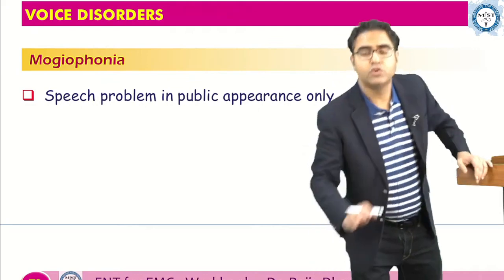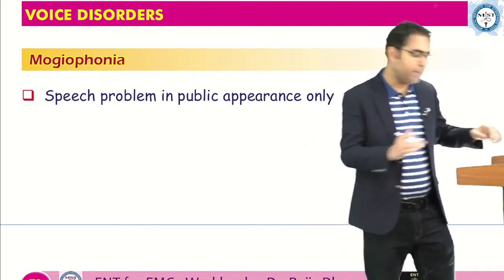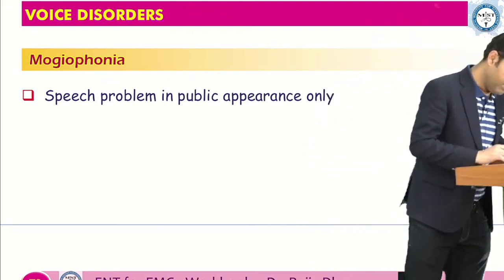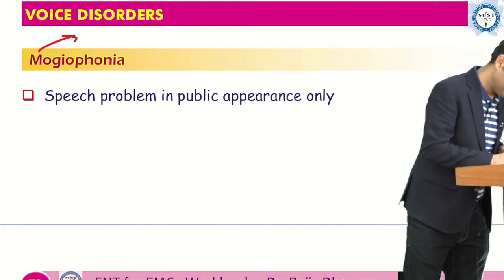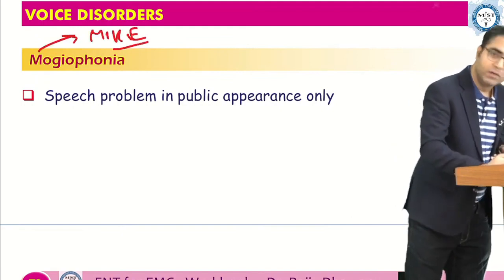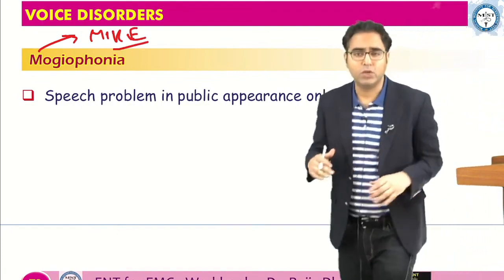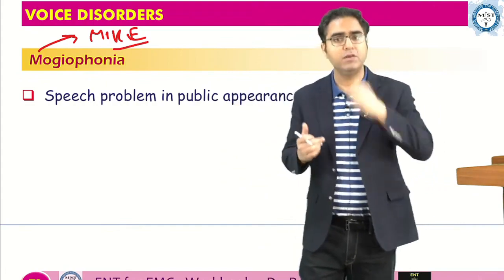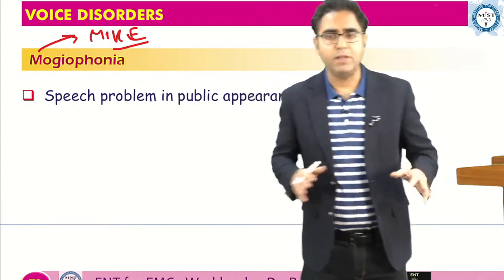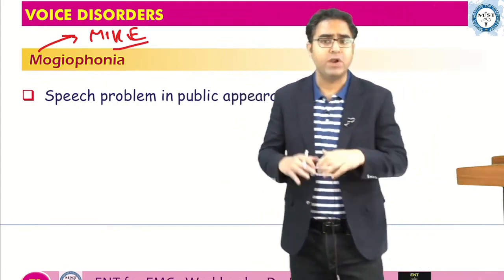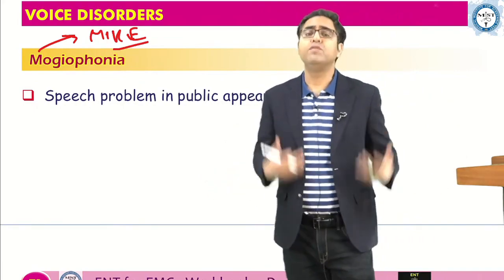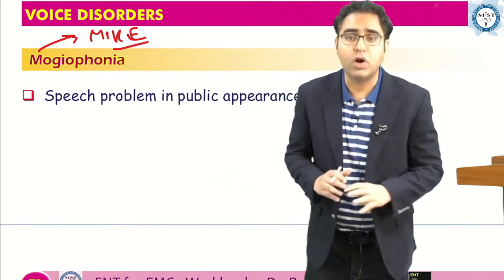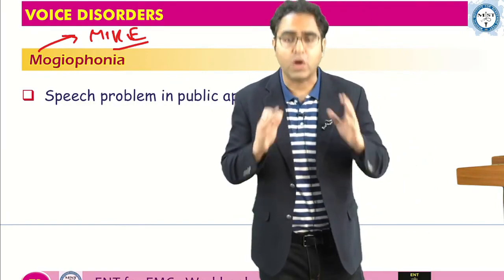So mogiophonia is a speech problem in public appearance only. How to remember it? M for mogiophonia, M for mic, beta. So it's a psychological problem. You are too conscious of other people and you get confused on the stage. When you hold the mic, doctor, I am otherwise absolutely normal. But when I am standing on the stage in front of strangers, I get so confused that I stammer on the stage. It's not a laryngeal problem, it's a psychological problem.